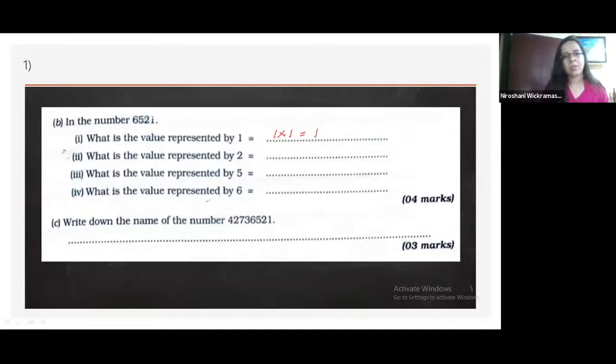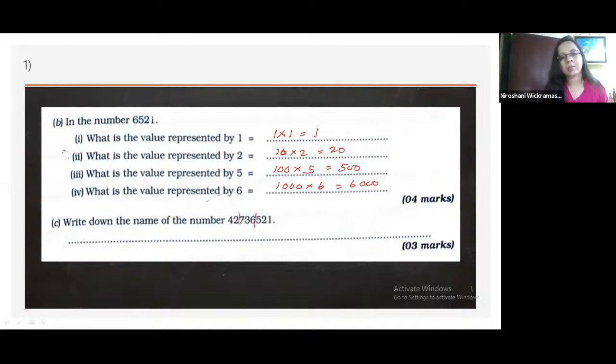What is the value represented by 2? This is at the tens place. So 10 into 2, 20. What is the value represented by 5? 5 is at the 100 place. Then 100 into 5, 500. Represented by 6. Then that is at the 1,000 place. 1,000 into 6, 6,000.